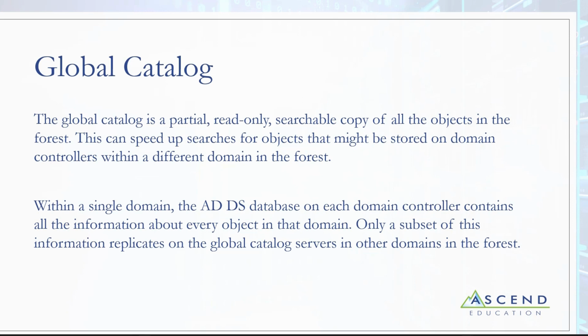Global catalogs are basically going to keep a read-only searchable copy of all the objects in the forest. You need to have at least one domain controller that has a copy of the global catalog. If not, then you've basically lost all your users, you've lost all your passwords and things like that. I recommend that every domain controller has the global catalog, which by default they automatically do. You'd have to uncheck the box to say you don't want it to be one.